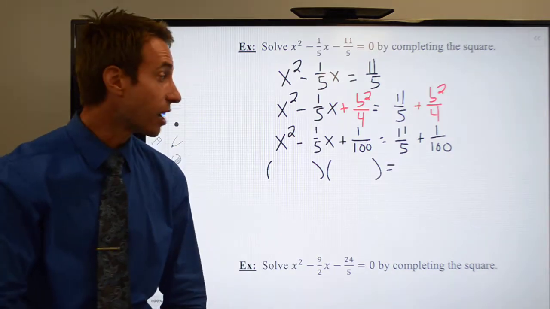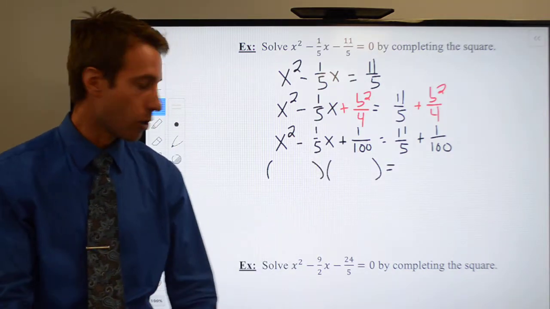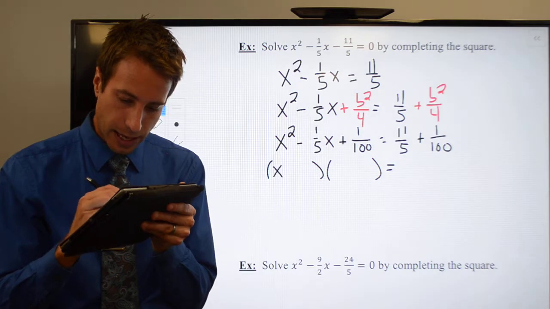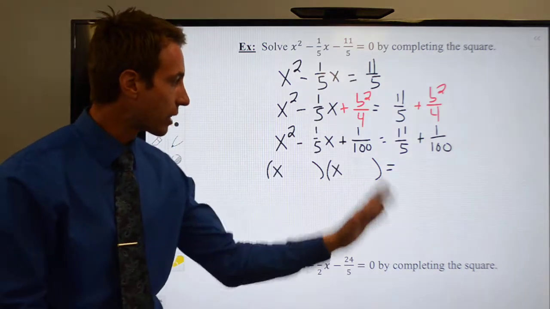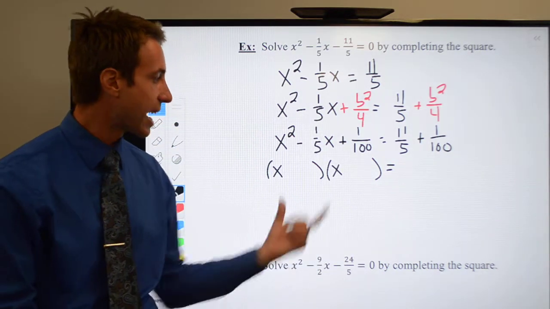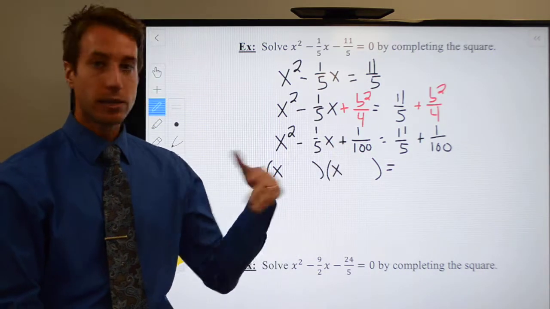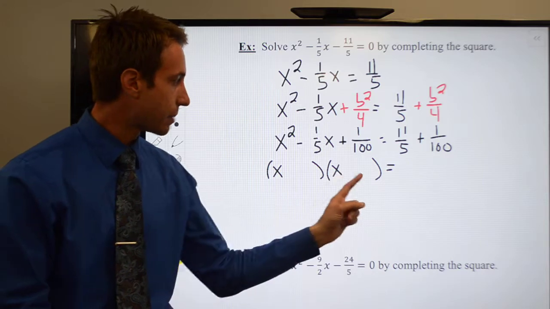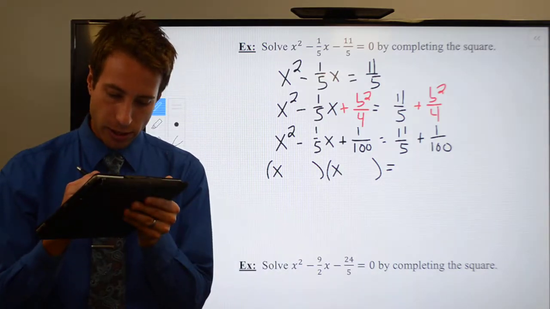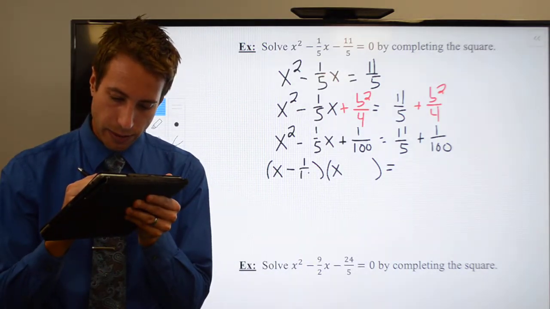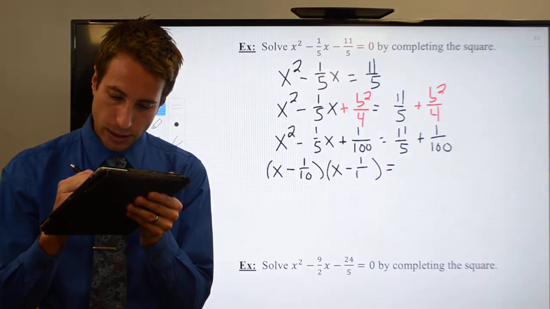I know it looks ugly, but it is a perfect square trinomial. So it's going to be x and x. And again, feel free to FOIL it out when you get done to prove it to yourself. But I need two numbers that are identical. They both have to be negative. 1 times 1, of course, gets me 1, and 10 times 10, of course, gets me 100. So I'm going to subtract 1/10 and subtract 1/10.